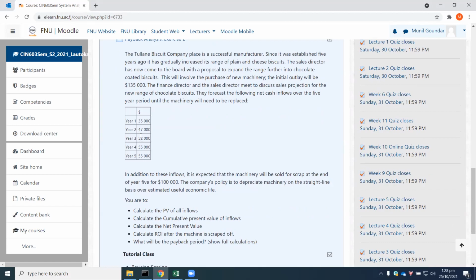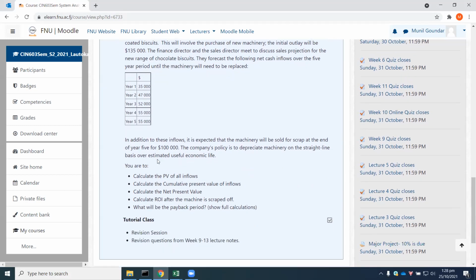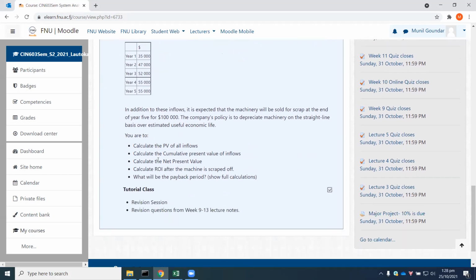Now, the company's policy is to depreciate machinery on the straight line basis of an estimated useful economic life. Now, you are to calculate the present value for all inflows, calculate the cumulative present value for inflows, calculate the net present value, calculate the return on investment after the machine is scrapped off, and work out what the payback period will be. Okay, so let's go and work this out.